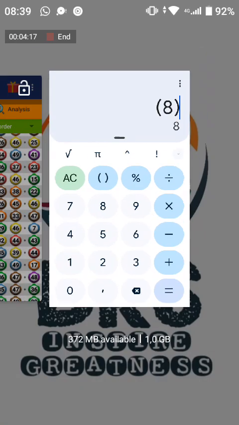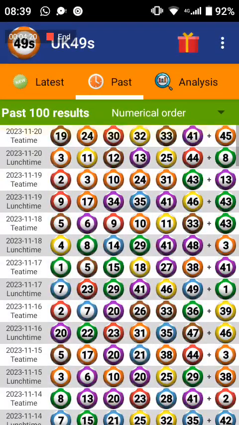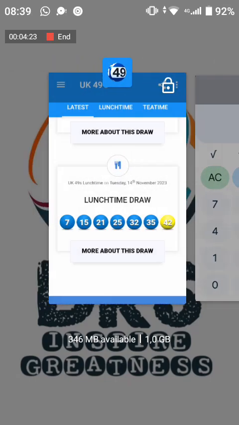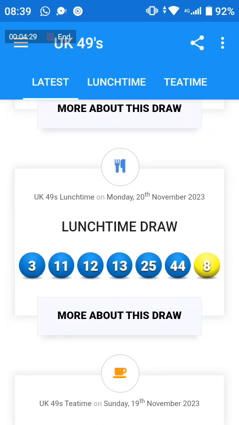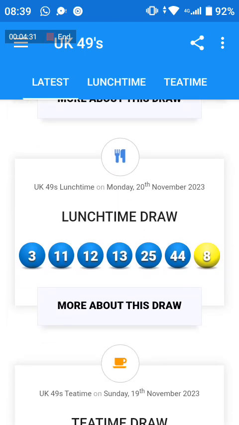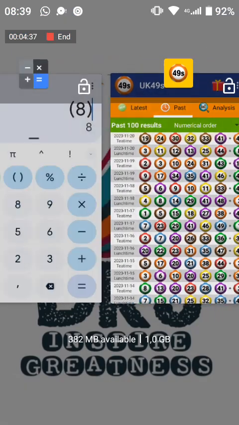Let us confirm if 8 really played as a bonus yesterday on lunchtime. Let us go on lunchtime yesterday and check the bonus. Here we have 8 as a bonus. It is coming from a set code of 17.